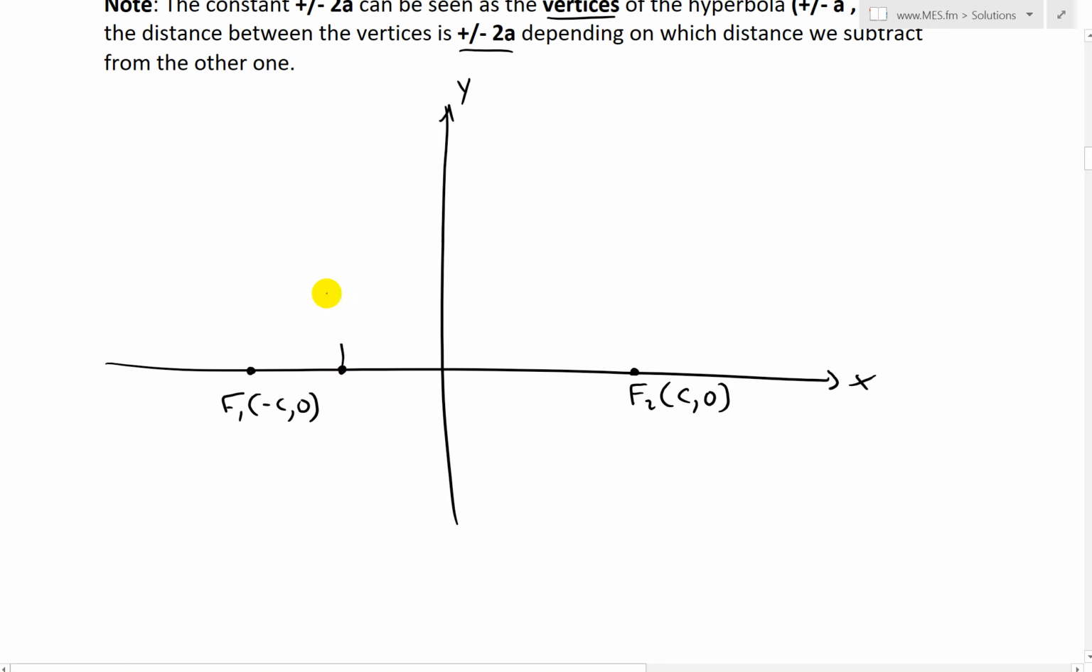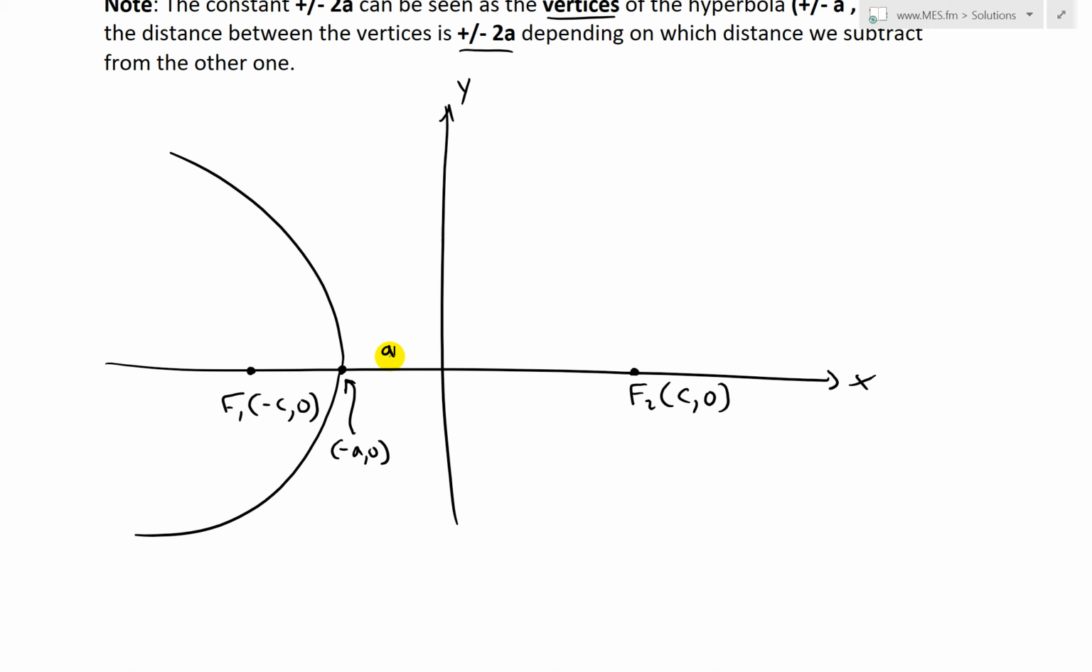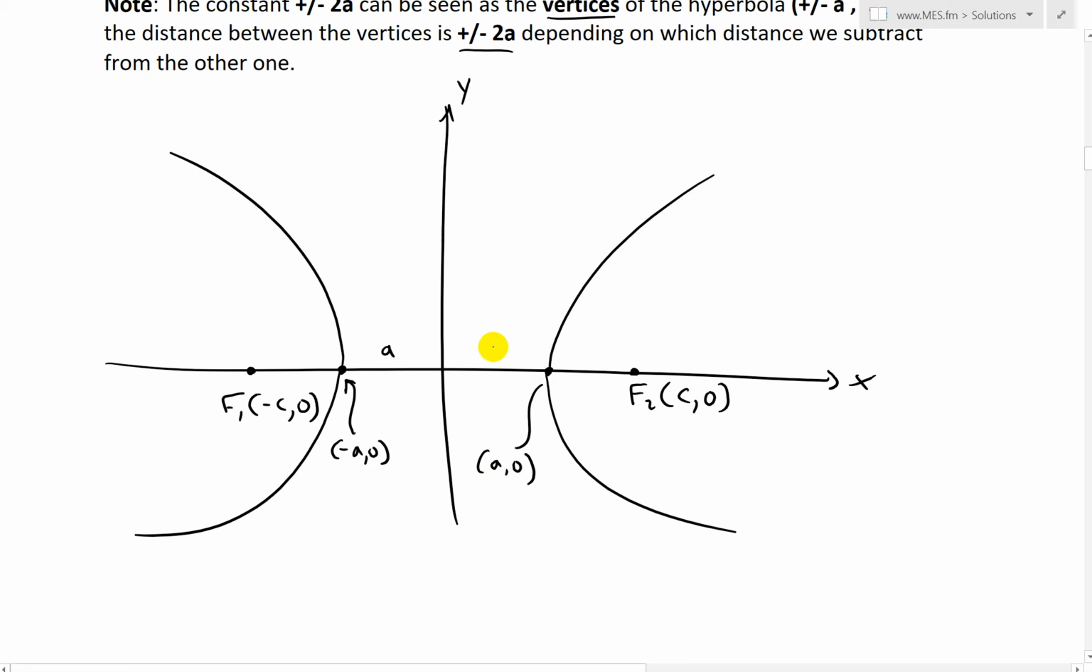I'll put an arrow because this is how the shape is going to look, something like this. At this vertex right here, this is negative a and 0, so the distance from here to here is just a. Then from this point right here is the other vertex on this side. It's going to look something like that, and this is positive a and 0. This distance from here to there is a as well. And then let's say we have a point here on the hyperbola.